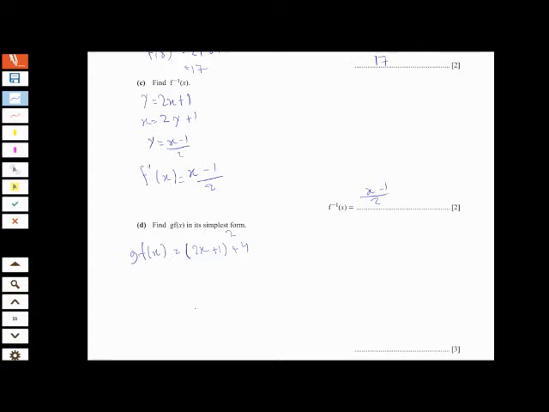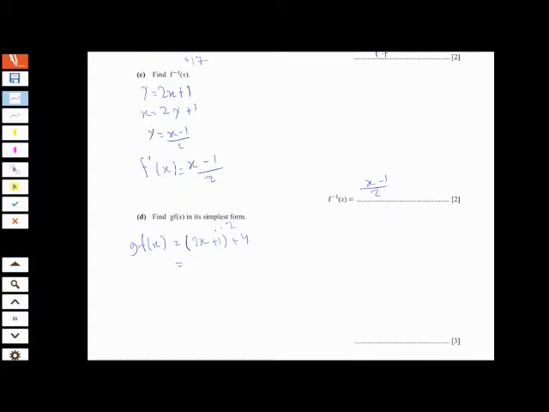Okay, now expand the bracket. How will you expand this? It's going to be the square first, which is 4x squared, and then the middle term is 2 times 2x times 1, which is 4x, and then the square of 1 is 1, plus 4. 4x squared plus 4x plus 5. That is the final answer, the simplest form.